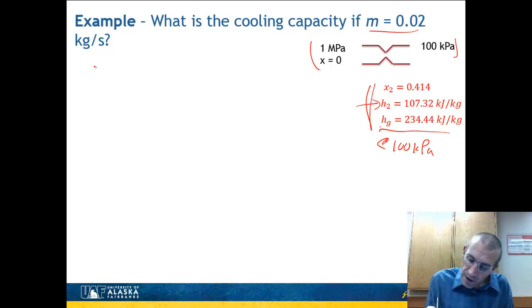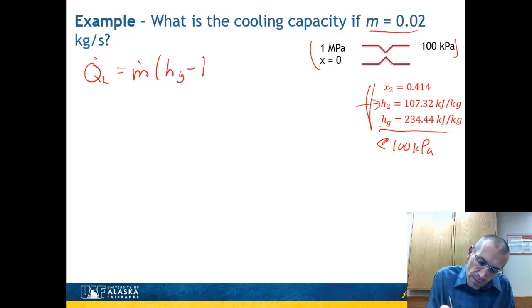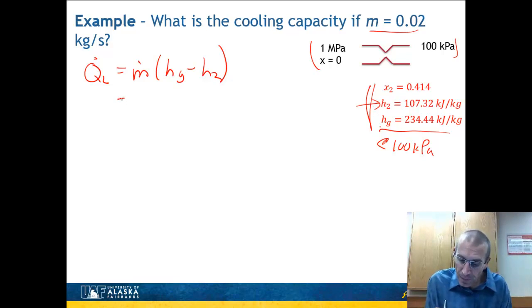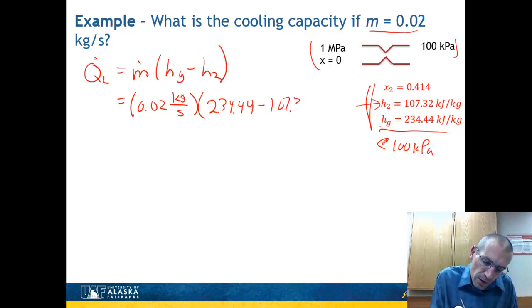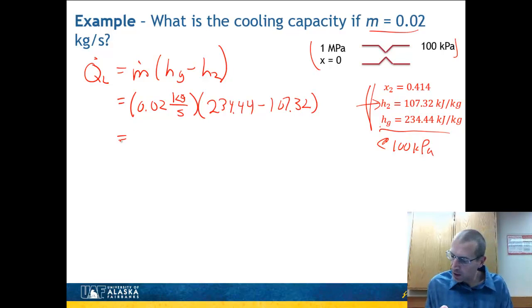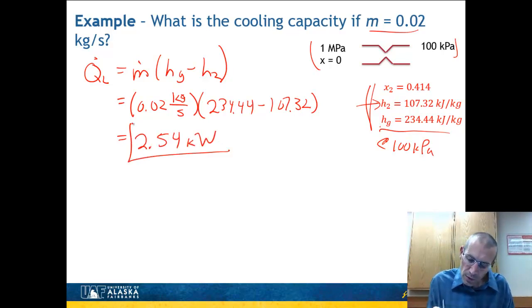So we can go ahead and write our energy balance here to find out what the cooling capacity is. QL is going to be m dot times Hg minus H, or like H2 if I'm using that H2 value there. So 0.02 kilograms per second, times 234.44 minus 107.32. And do that arithmetic, that's 2.54 kilowatts. So that's the cooling capacity of my refrigerator.